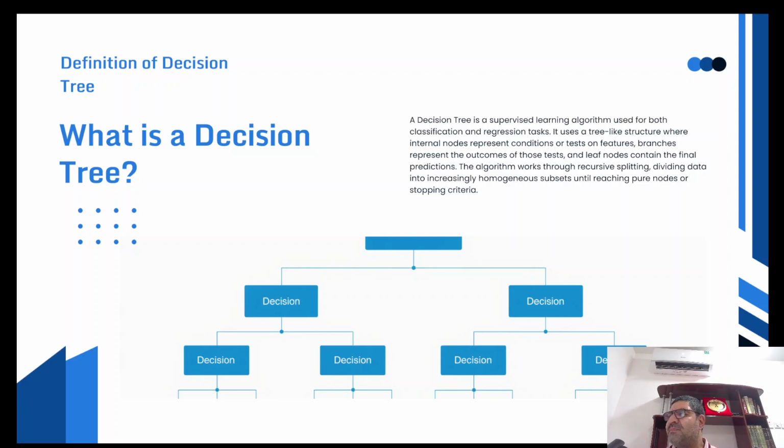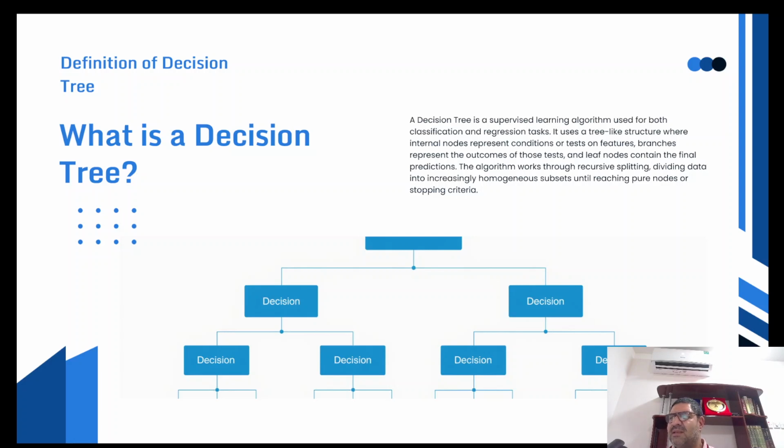There are root nodes in this, the initial nodes. I'll be showcasing that as well. And then there are leaf nodes that contain the final decision or the predictions. The algorithm works recursively, and it goes on splitting, dividing the data into increasingly homogeneous subsets until reaching a pure node. That means where there is no ambiguity whatsoever, there are not multiple answers, or until a stopping criterion is met. One of these conditions should be met so that we can stop.